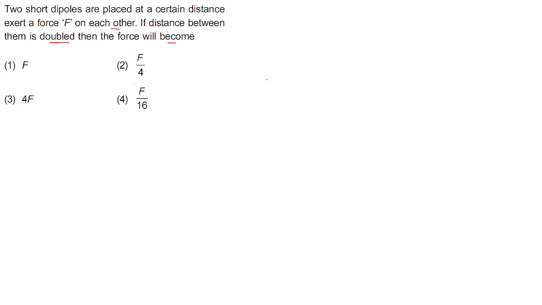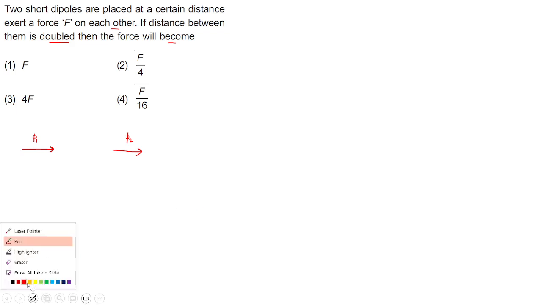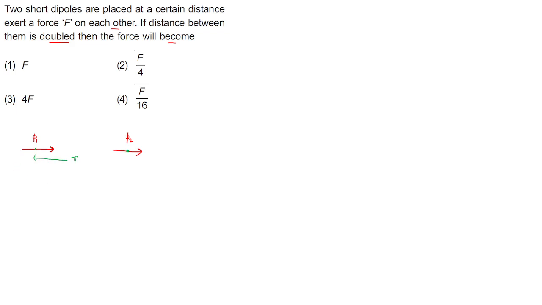Okay, so here we have two dipoles. They are placed at a certain distance. Suppose here is a dipole whose dipole moment is P1, and they are separated by some distance. Suppose here is another dipole of dipole moment P2. What is the distance between them? Let this be the center of dipole P1, this the center of dipole P2, and let R be the distance between them.